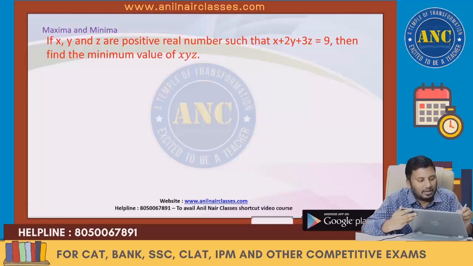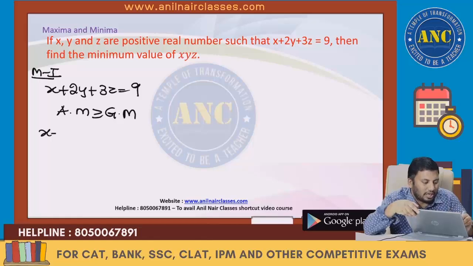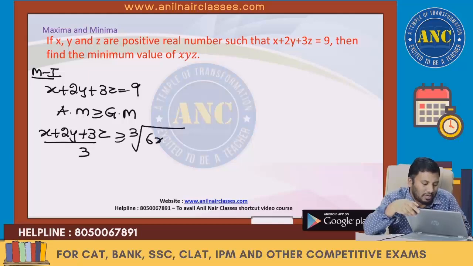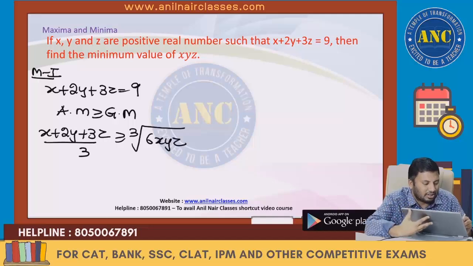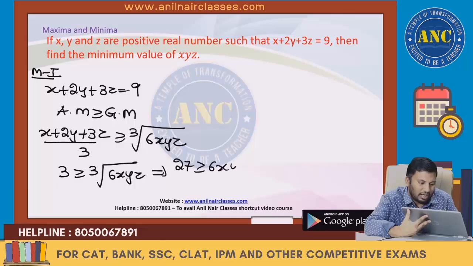Next one. Find the maximum value of xyz, given x plus 2y plus 3z equivalent to 9. Now see here, method 1. The sum is given, so I can use AM greater than or equivalent to GM. So (x plus 2y plus 3z) by 3 is greater than or equivalent to the cube root of 6xyz. This is nothing but 9 by 3, which is 3, greater than or equivalent to the cube root of 6xyz. This is nothing but 27 greater than or equivalent to 6xyz.